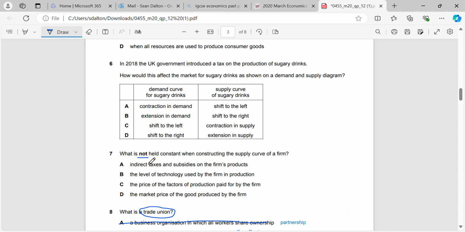Okay, what is not held constant when constructing the supply curve of a firm? So basically this is a difficult enough question for IG. You see it in AS more often really. Essentially they're asking us about ceteris paribus, right? Ceteris paribus is a model that allows us to show the effects of one change at a time, normally in the price of the good, assuming that all the other factors remain constant, right?